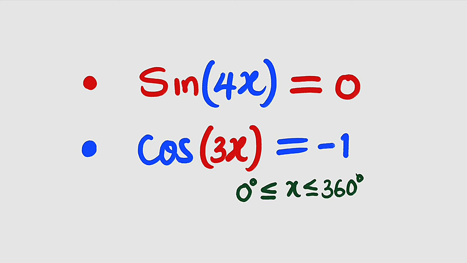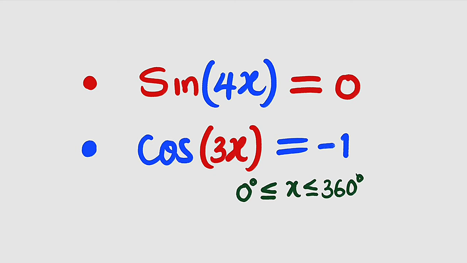Hello, good day viewers. In this tutorial we are going to find a solution to these two trigonometric equations. The first equation is sine of 4x equal to 0, while the second one is cosine of 3x equal to -1, and we are asked to find the values of x from 0 to 360 degrees. And I'm going to present you a very simple way to do that.